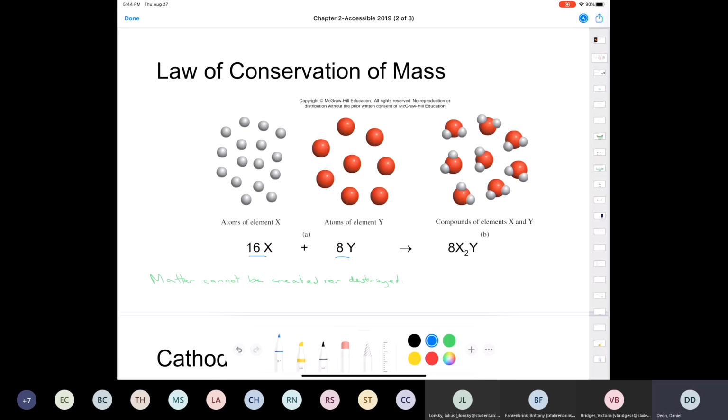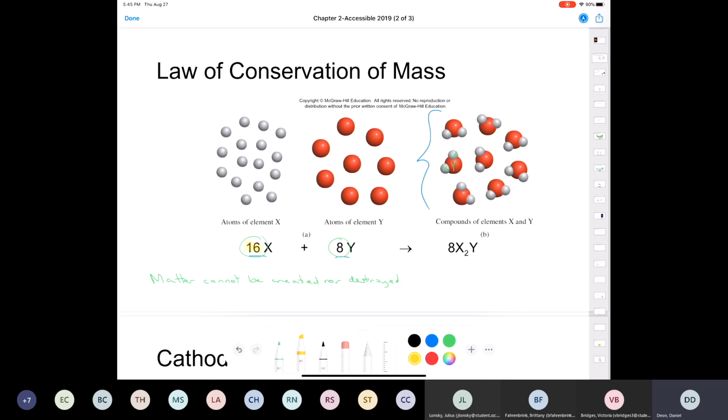And when we combine them to make a compound, so we make this interesting compound here, you can see that, again, the law of multiple proportions, that for every Y, right, we have 2 X's. And that makes sense because the ratio is 2 to 1. 16 to 8 is the same thing as 2 to 1. Okay, so that works. But let's see. We started out with 16 of X. Do we still have 16 of X?